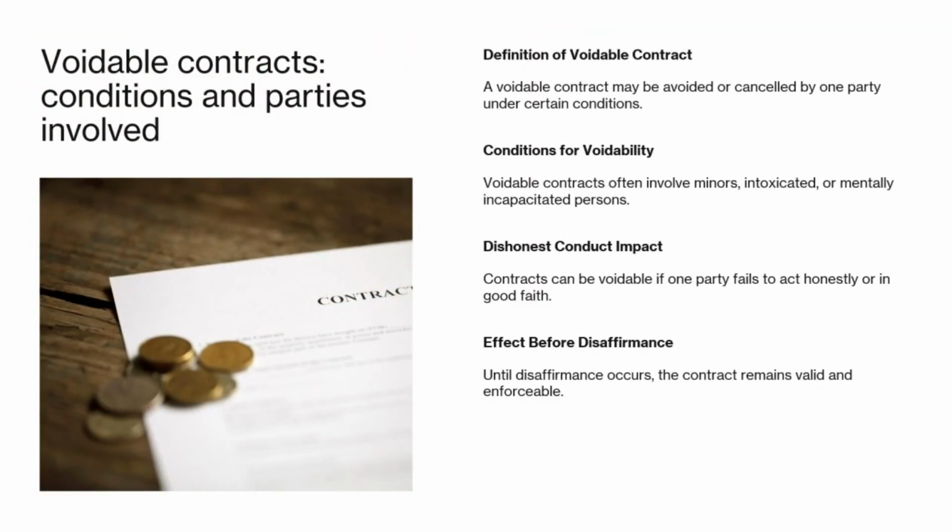Voidable contracts, on the other hand, may be avoided or canceled by a party, and they usually arise with minors, intoxicated persons, or mentally incapacitated persons. They can also arise when one party fails to act honestly. Until an act of disaffirmance happens, the contract may be valid.